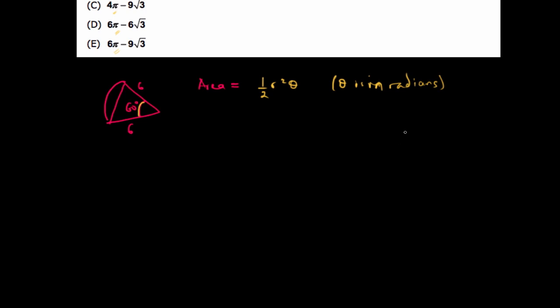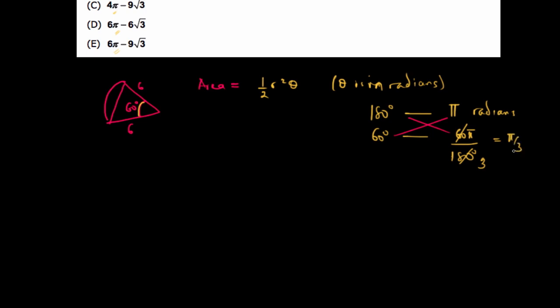Now, you recall that 180 degrees is equivalent to pi radians. So 60 degrees is going to be equivalent to, you have to cross multiply there, 60 times pi, 60 pi divided by 180 degrees. So 60 in 180 is going to be 3. So this is going to give you pi all over 3 radians. So now I know my angle here. My angle in radians is pi all over 3 radians.